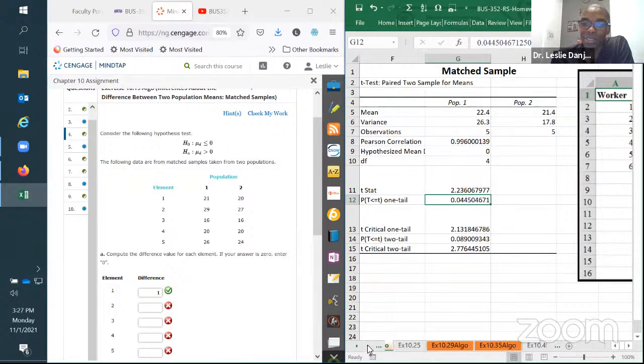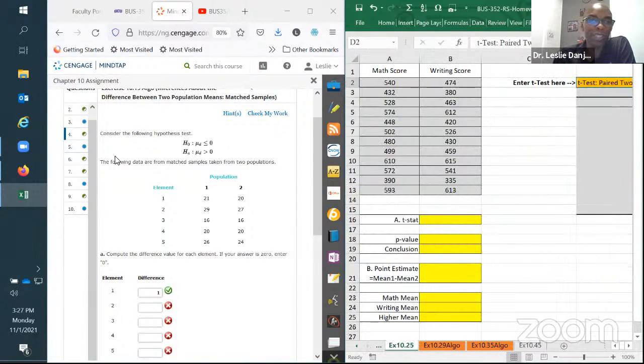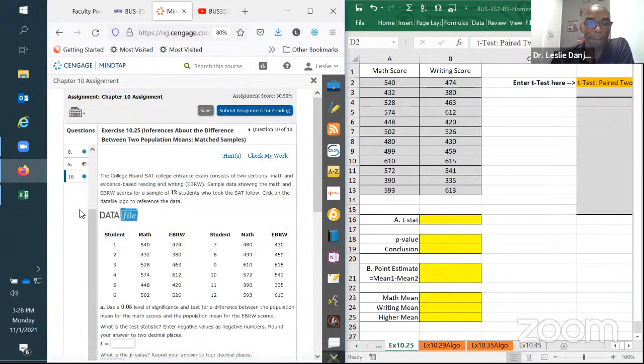All right, let's go to 10.25, please. We got 4 more to go, 10.25. So you got all these scores right here: your math scores, your EBRW scores, your students. But watch this, guys. Your math scores just continue to this one right here. So all of your data should be correct up here and here.